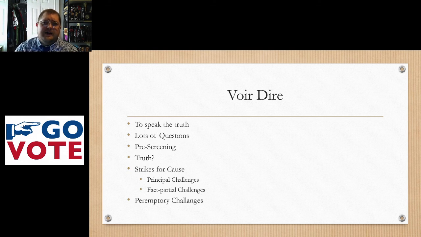There are two types of strikes that attorneys can use to remove a potential venire member from the jury pool. Strikes for cause are things that come up during the questioning process or in the basic background information that's brought to the attorney's attention, and there can be any number of strikes for cause. Depending on what jurisdiction you're in, the attorney is going to have a certain amount of peremptory challenges, which is when they can remove a member of the jury pool from consideration for no reason.